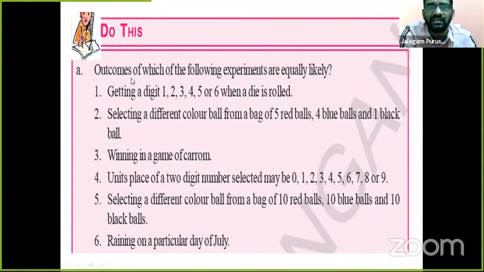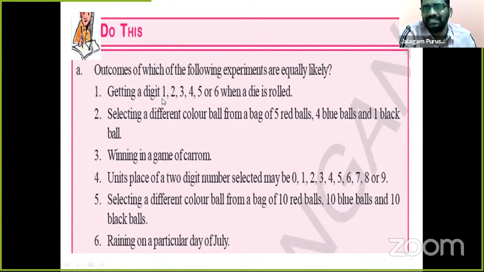Do this, children. Outcomes of which of the following experiments are equally likely? Already we learned the word equally likely. Equally likely means they are equal. It must be equal. They certainly have the same chances. Equally likely means same chances.